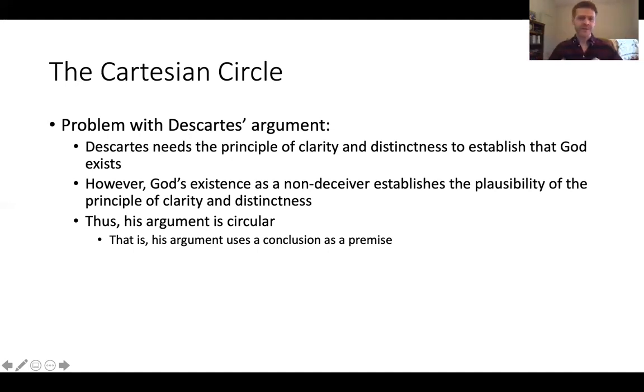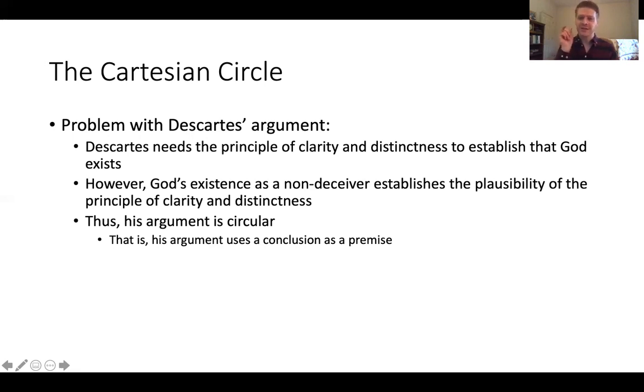So here's the idea. Descartes wants to say, well, why does God exist? Because God's existence is clear and distinct. And you might say, well, why does that matter? It matters because given that God exists, we can trust in things that are clear and distinct to us. So what he's doing is flipping this conclusion and this premise back and forth to support one another. And that's problematic reasoning.